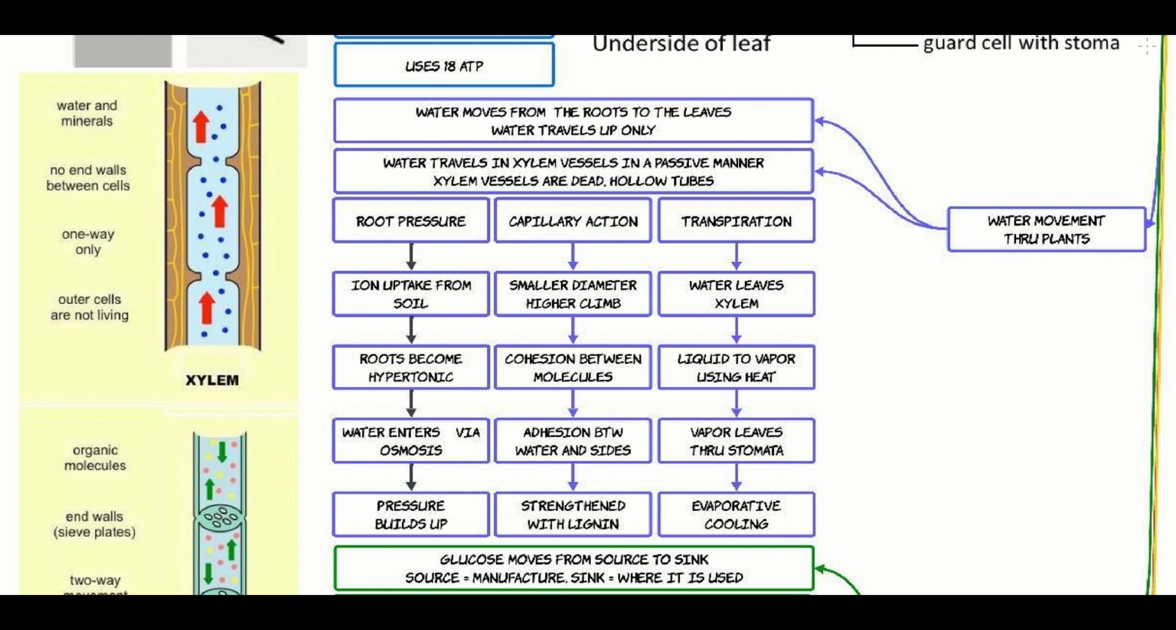And last of all, we've got transpiration, where water leaves the xylem, goes from a liquid into water vapor using heat, and then the water vapor leaves the leaf through the stomata. This is also known as evaporative cooling.